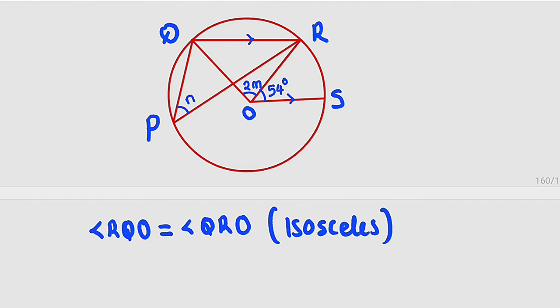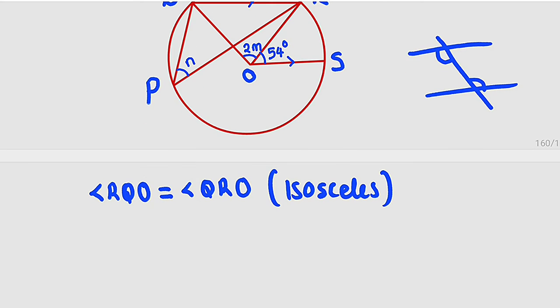And secondly, you should observe that line QR and OS are parallel. What can you remember about two parallel lines? If you have two parallel lines and a transversal line, this angle right here must be equal to this angle. What do we call them? Alternate angles. Therefore, this angle 54 must be equivalent to this angle, which is also QRO. They must be exactly the same because they are alternate.